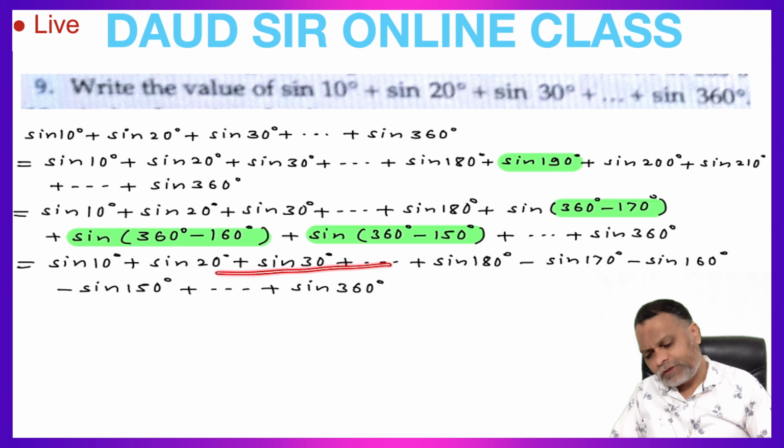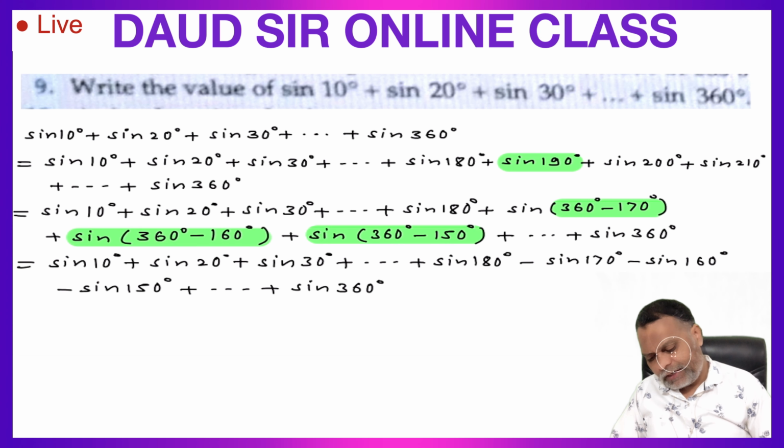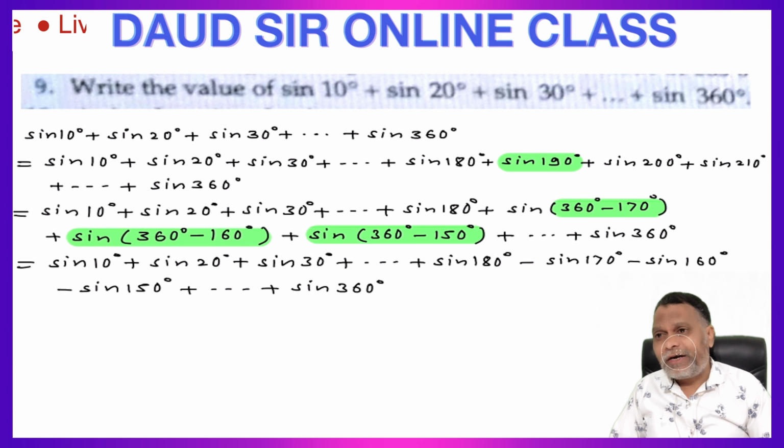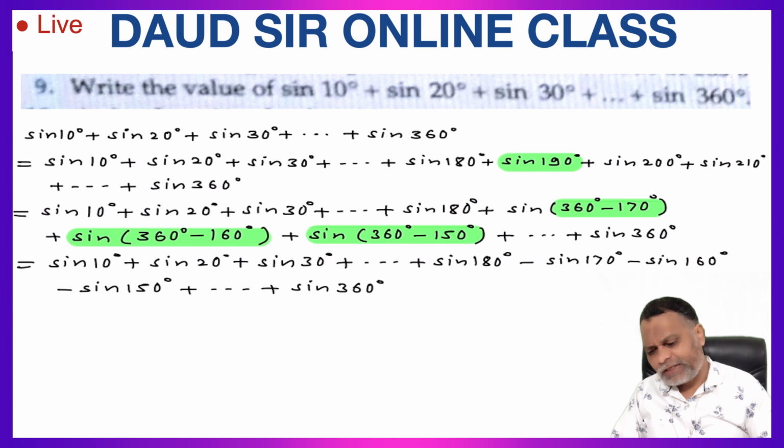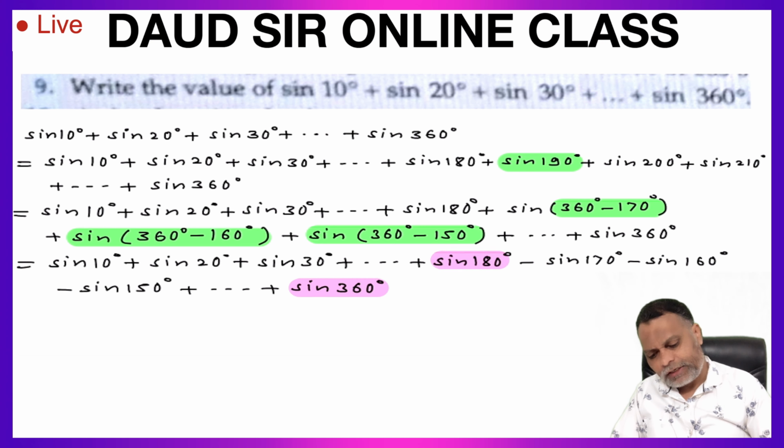So all the terms before this sine 180 will be cancelled, and after this 150 we can write sine minus 140, 130, 120, 110, 100, 90, 80, 70 till this, so minus sine. So all the terms will be cancelled. Only these two terms will be remaining. Which? This sine 360 and this sine 180.